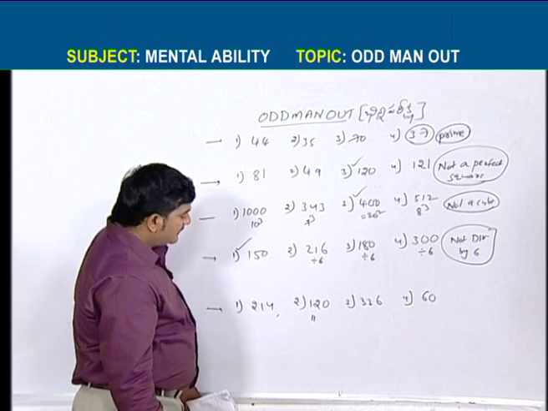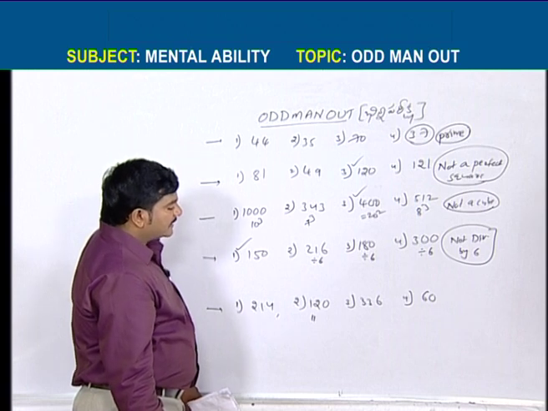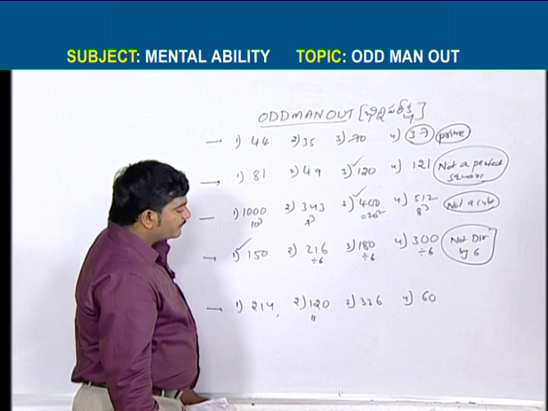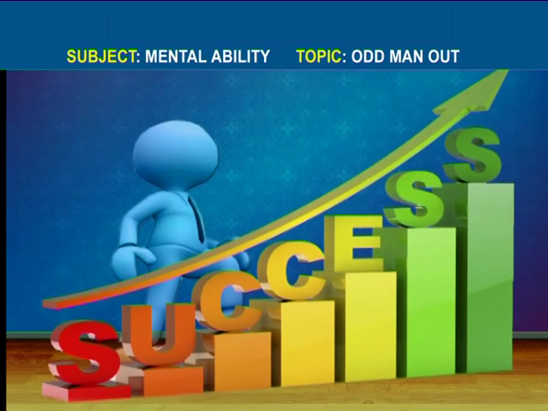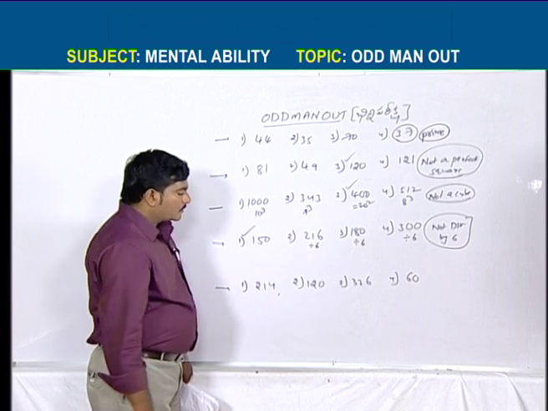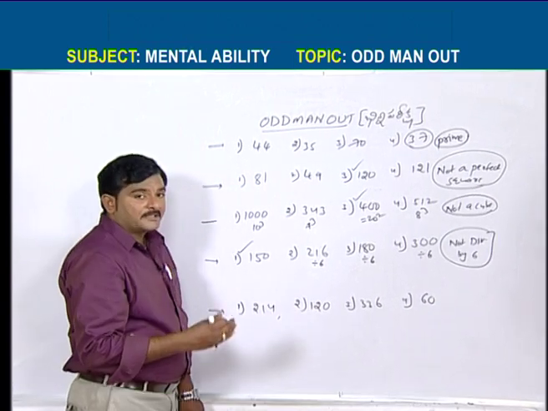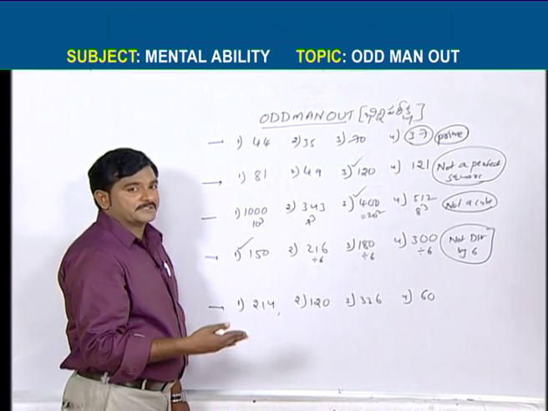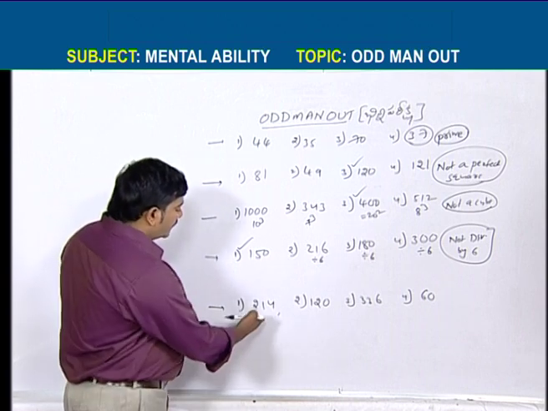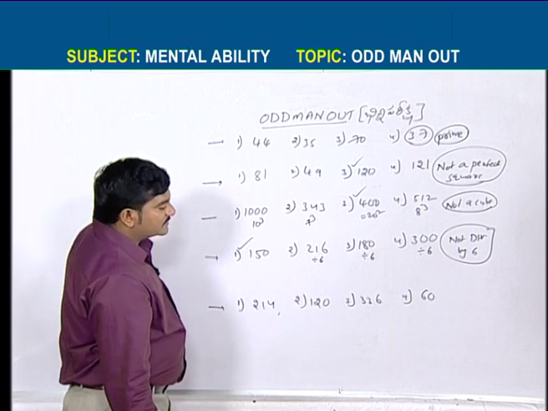Whereas in the case of 336, are we getting a square? No. There is no concept of squares here, because no number is near to a square except 120, which can be written as 11 square minus 1. No other number is near to a square. So there is no concept of squares here.